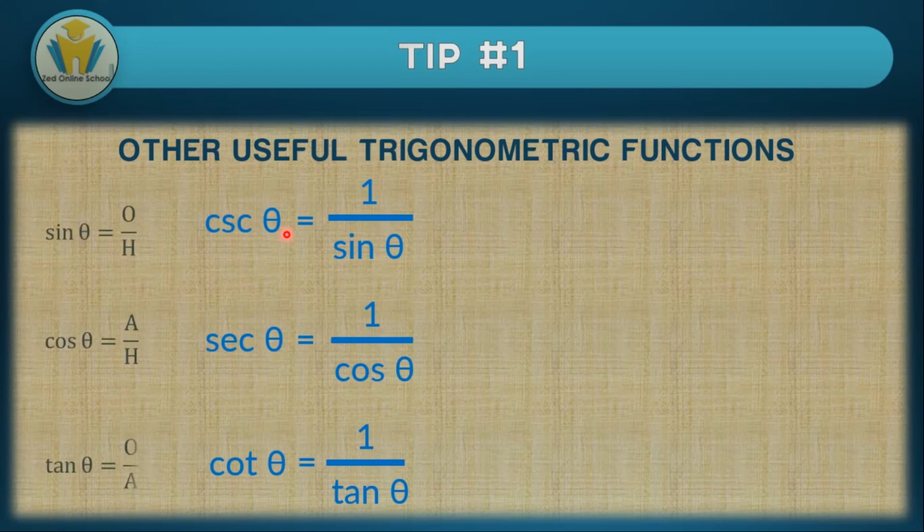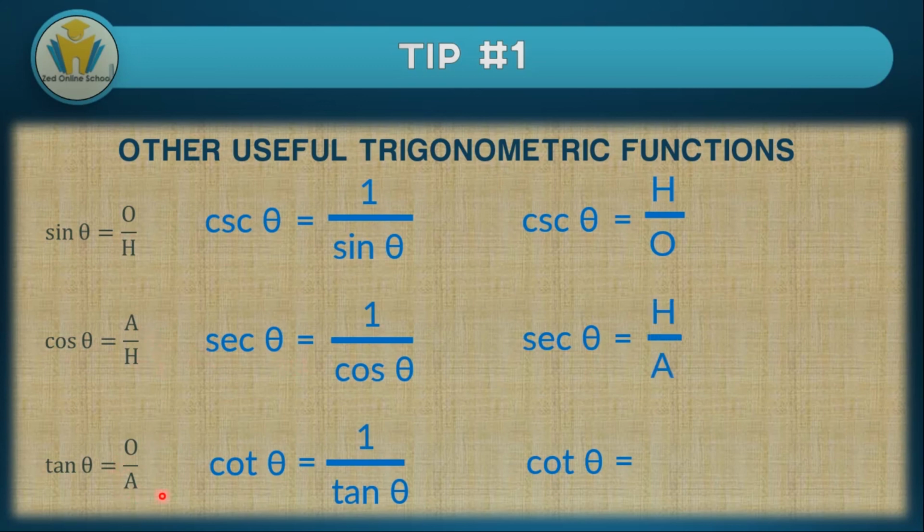So if we have sine theta, cos theta, and tangent theta like this, cosecant theta will be equal to the hypotenuse divided by the opposite, meaning we just invert this ratio here. For secant theta, we are going to invert this, and it will be h divided by a. For cot theta, we're going to invert tan theta, and it will be a divided by o. Therefore, you can use all the 6 trigonometric functions now.